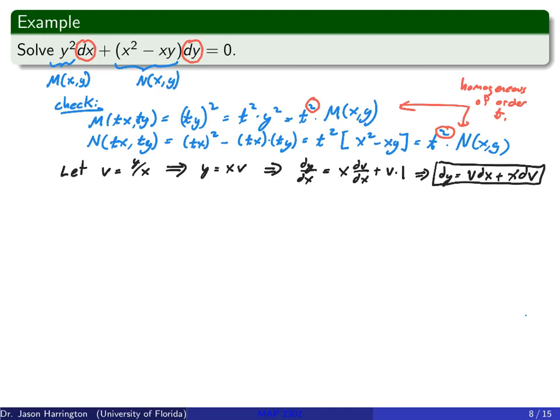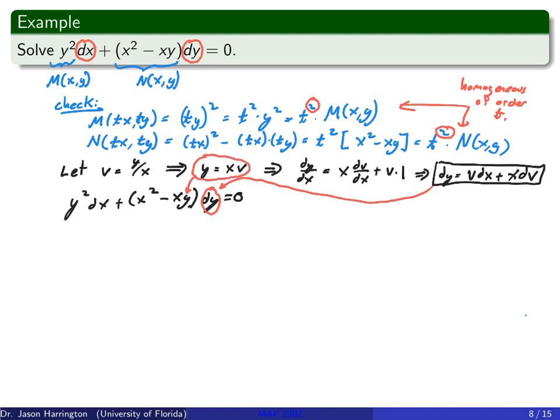So when I come over here, I have y squared dx plus x squared minus xy dy equals 0. All right, so the next thing I need to do is do all of my substitutions. The first one you'll notice is the dy. So the dy, remember, was v dx plus x dv. And also y is equal to x times v, and I'm going to substitute that back into the first y as well as the y squared. So you want to make sure that everything gets converted over into x's and v's.